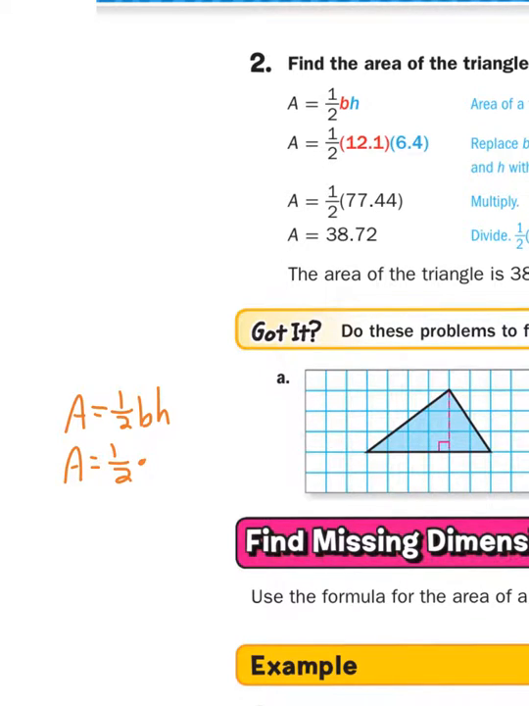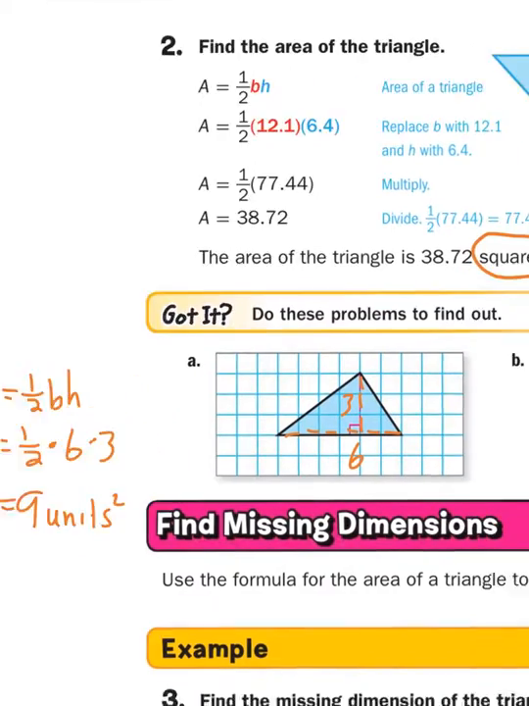times the base. I'm going to count the units. I see 1, 2, 3, 4, 5, 6. The base is 6, and it is 1, 2, 3 high. So half times 6 times 3. Type it in a calculator if you want, but I'm thinking half times 6 is 3, and 3 times 3 is 9. So my area is 9 square units. Now, double check, do you have all 3 steps? And do you have it labeled as square units? Okay, if you do, then you're good to go.